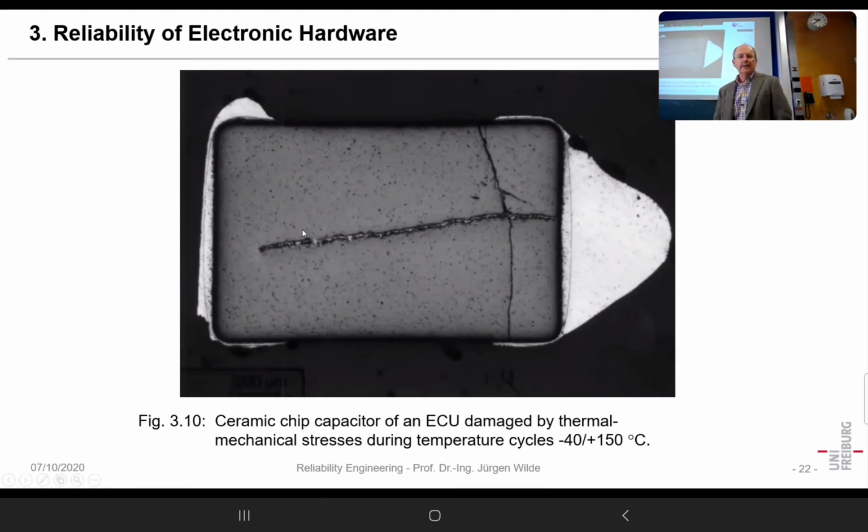Here, that is something, a ceramic chip capacitor. Chip capacitors are a part that can be risky. So again, it's very much depending on the batch that was produced. You can have decades where you have no problem, but if someone does something wrong in production, these can be very sensitive against stresses.